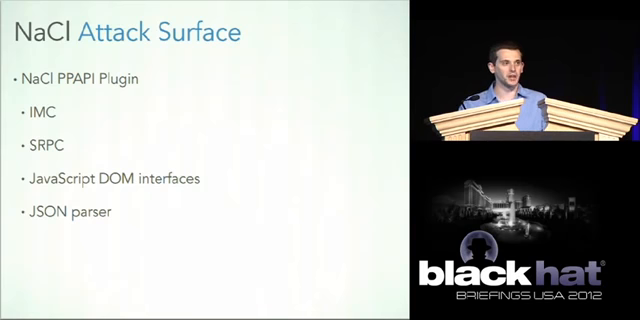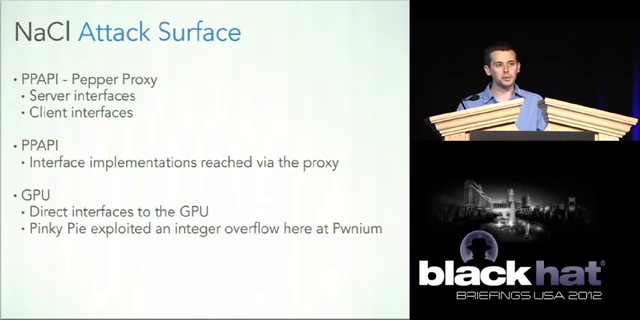Then there's the JavaScript DOM interfaces. That's light, like I mentioned earlier, but of course it's still considered attack surface, as small as it may be. There's the JSON parser that's found in the Native Client plugin. There's the Pepper proxy interfaces, both server and client. They're reached via untrusted code.